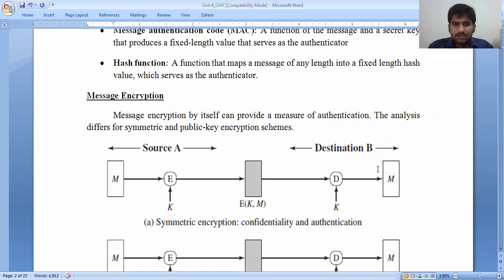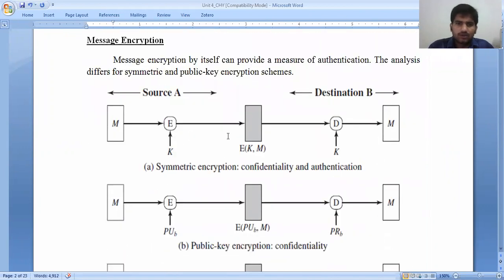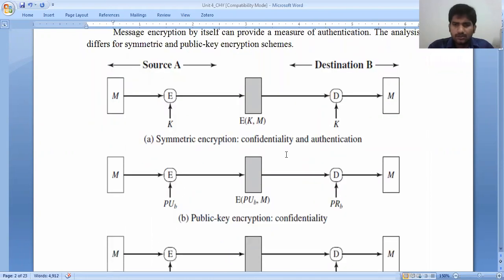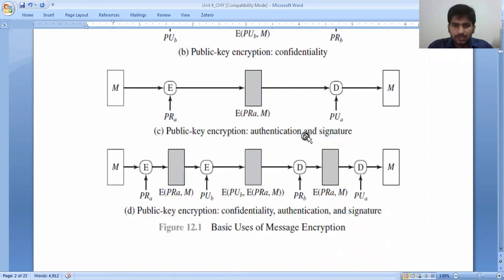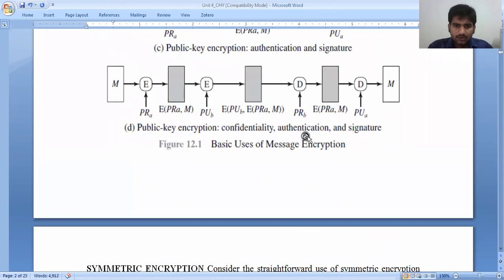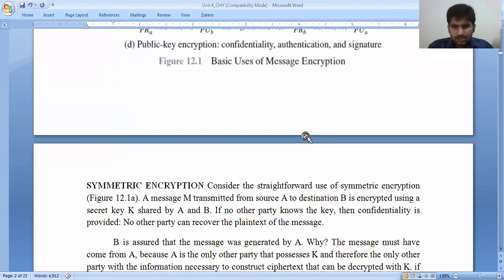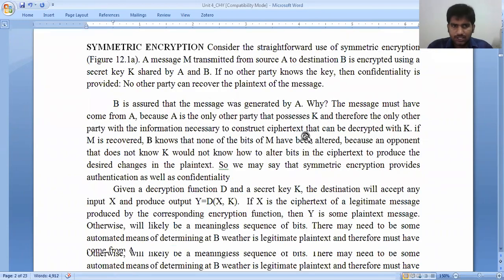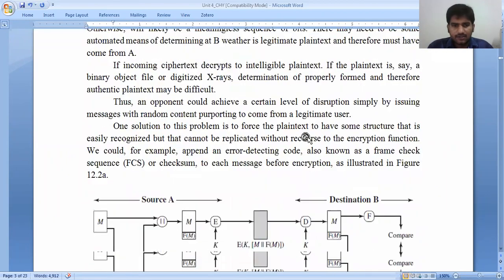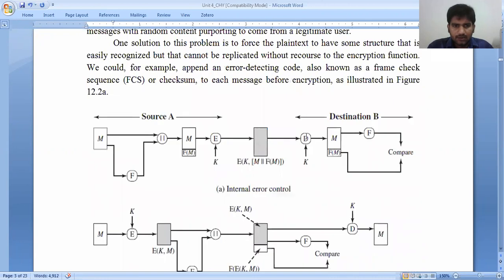Message encryption by itself can provide a measure of authentication, and it applies to both symmetric and public key encryption. So how are we going to do the encryption and decryption? Through symmetric or asymmetric. Symmetric means we use one key, a shared key, and asymmetric means we use public and private keys. That is the simple diagram over there. Then you know the meaning of symmetric: the shared key is shared between the sender and receiver. So that is the key we are going to use.